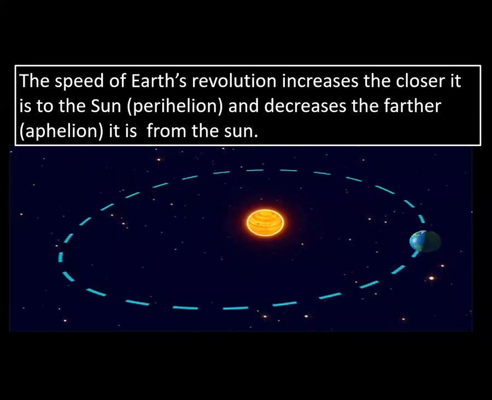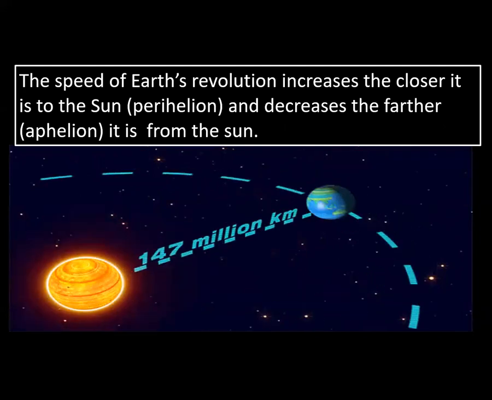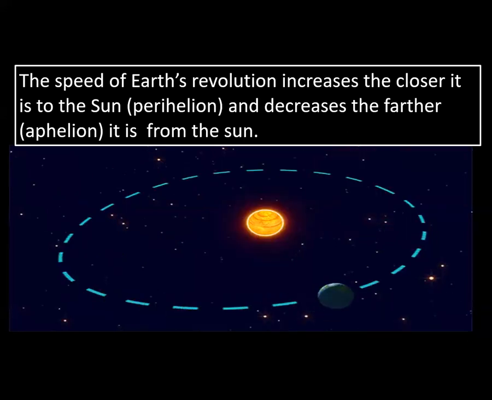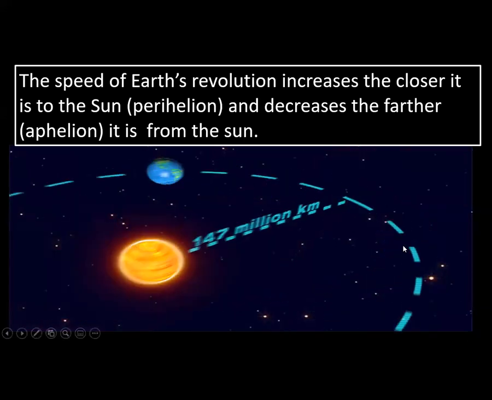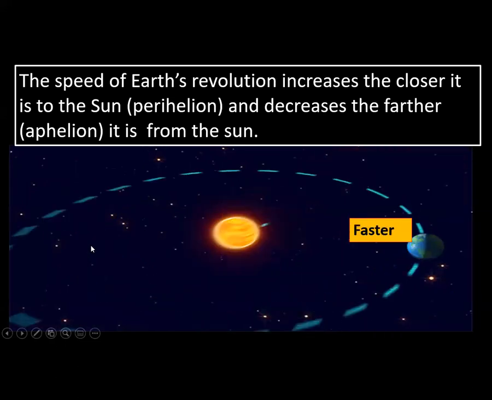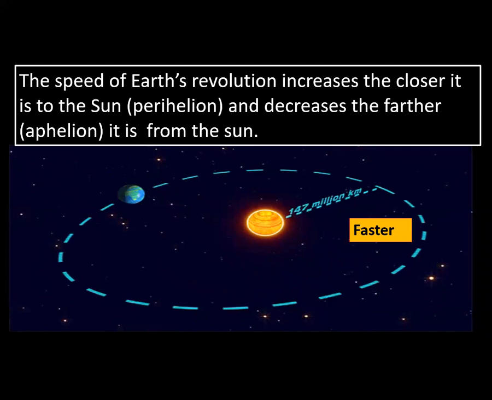The speed of Earth's revolution increases the closer it is to the sun. That's called perihelion. And it decreases the farther it is from the sun. That's called aphelion. So it's closer, it's faster, and slower when it's farther.